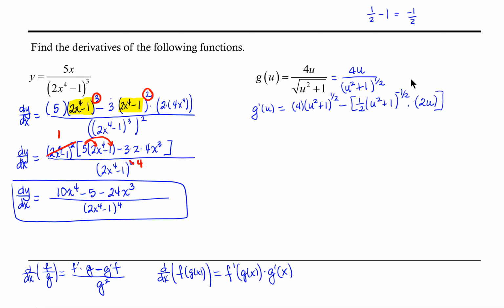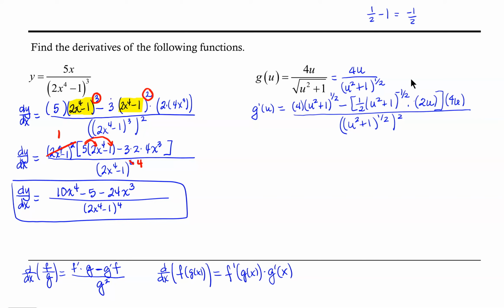So there's the derivative of our denominator times our numerator, 4u. And then this is all over our denominator squared. u squared plus 1 to the 1/2 power squared. Okay, so we're now done taking the derivative. Now we can simplify things up a little bit.